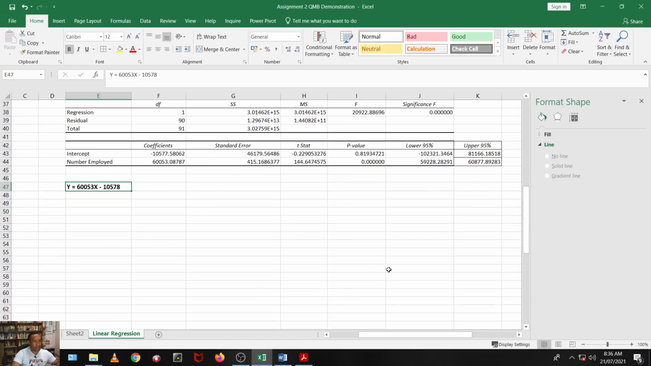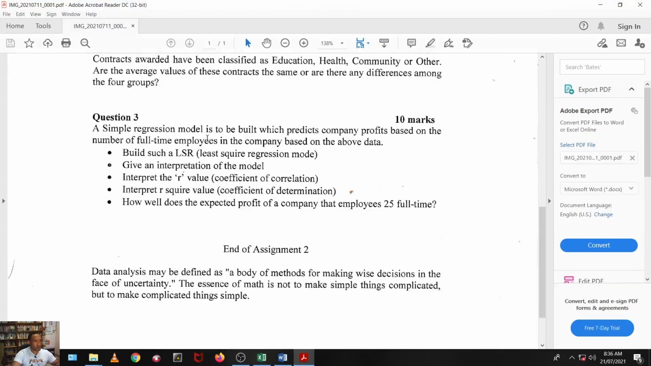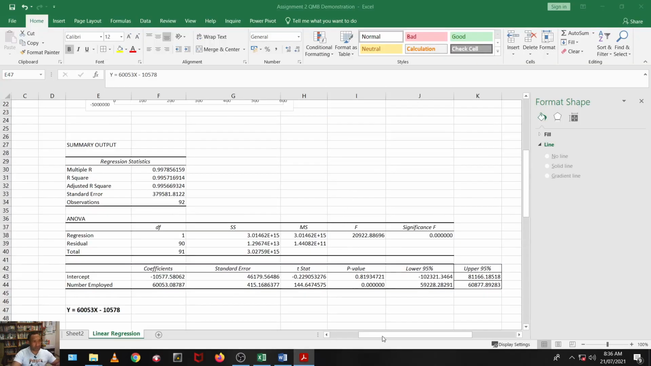Okay, let's go to question 2. Question 2 says, give an interpretation of the model. Let me interpret this model now. Let's interpret the first table here, the regression statistics. Here there's a total of 92 observations. That's 92 companies that were included in the survey. The multiple R here is the correlation coefficient that was derived in our correlation analysis above. The R squared, which is 0.996, is the coefficient of determination.